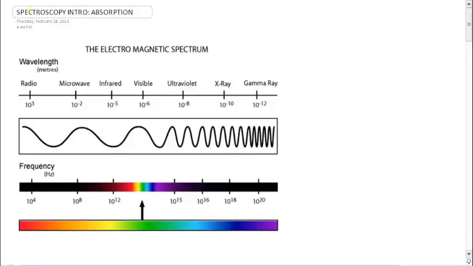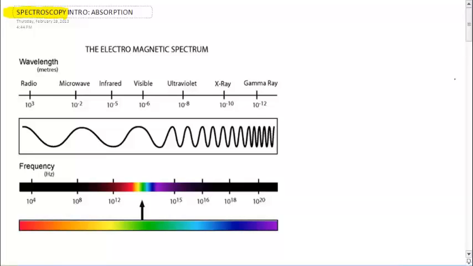Today you're going to be learning about an area of astronomy called spectroscopy. Spectroscopy is really a tool. It's a way that certain astronomers study the sky. Before I explain what spectroscopy is and how it works, we need to review a few concepts.